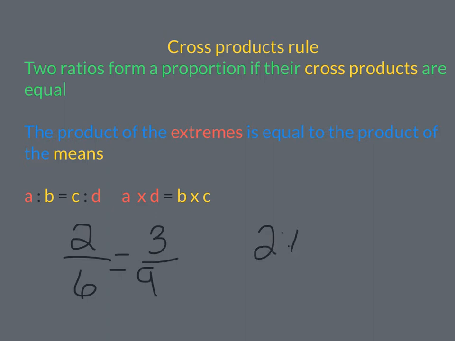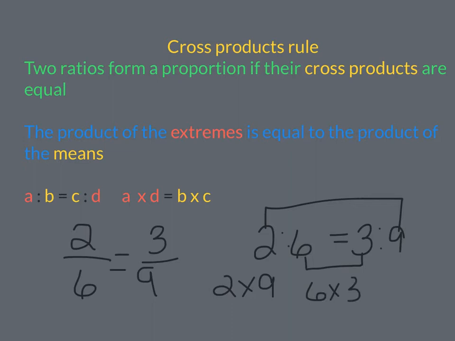2 to 6 is equal to 3 to 9. Then we would multiply our extremes, which would be here, our 2 and our 9. So 2 times 9. And then we would also multiply our means, 6 times 3. 2 times 9 equals 18. 6 times 3 equals 18. Those are equal, so it is a proportion.